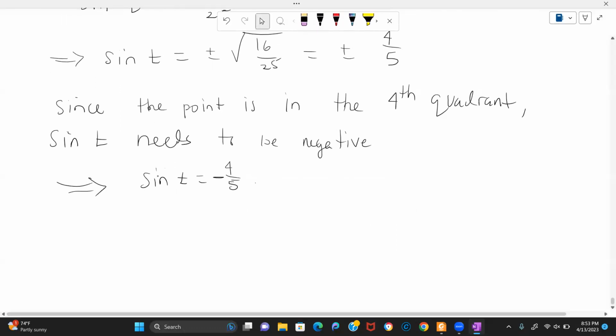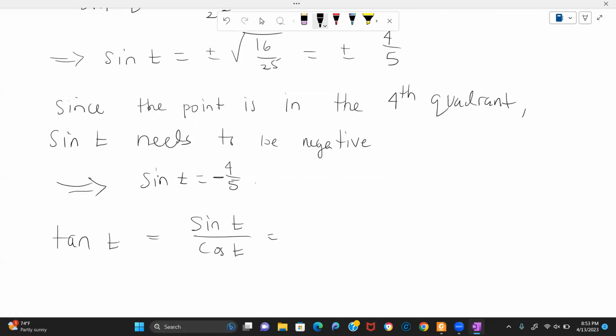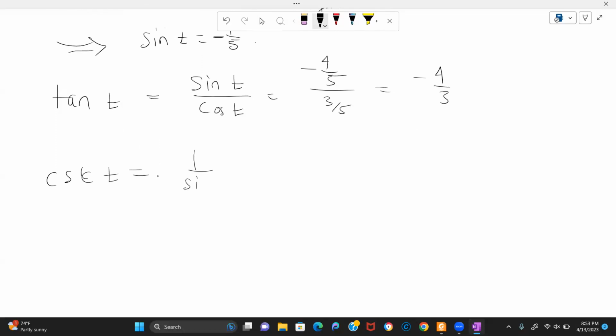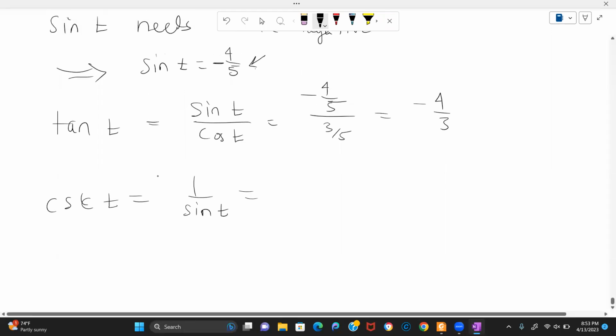And then, as I said, the rest of the trig functions can be worked out from there. So tan of t is going to be, remember, sine of t over cosine of t. So it's going to be negative 4/5 over 3/5, and when you cancel those out, you get negative 4 over 3. And then cosecant t is going to be equal to 1 over sine t, so we just take the reciprocal of this number. So it's going to be negative 5 over 4.